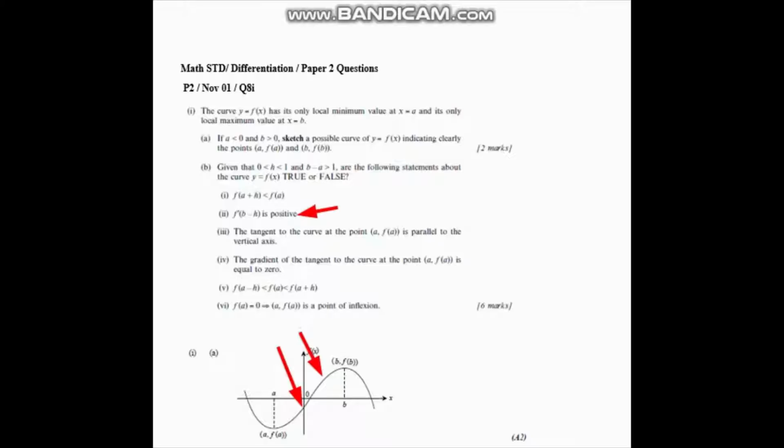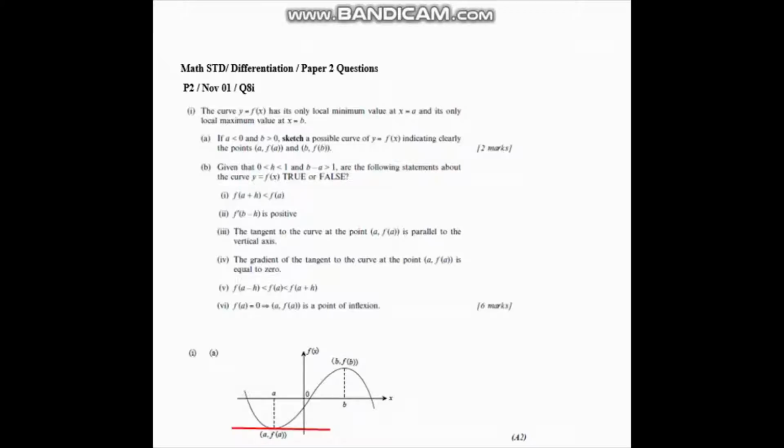So this is true. III says the tangent to the curve at the point a comma f of a is parallel to the vertical axis. So the tangent to the curve at point A is something that looks like this. Is this parallel to the vertical or to the horizontal axis? Obviously this is parallel to the horizontal axis. So III is false.